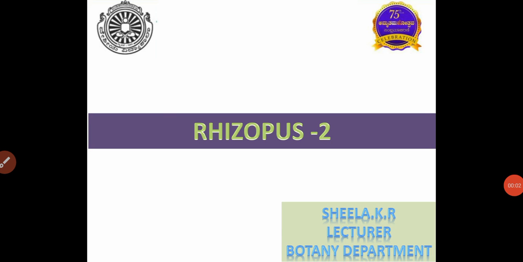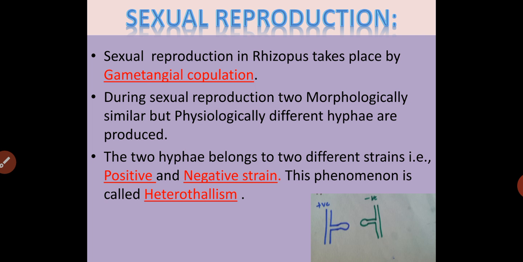Good morning, students. In this class, I am going to discuss Rhizopus sexual reproduction. Sexual reproduction in Rhizopus takes place by gametangial copulation.